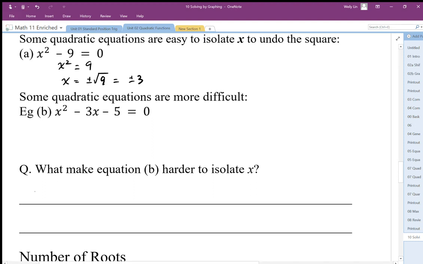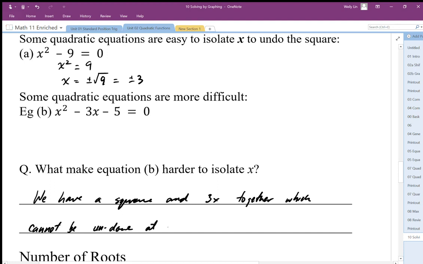Well, we have a square and a 3x together, which cannot be undone at the same time. Okay, so this becomes an issue here.